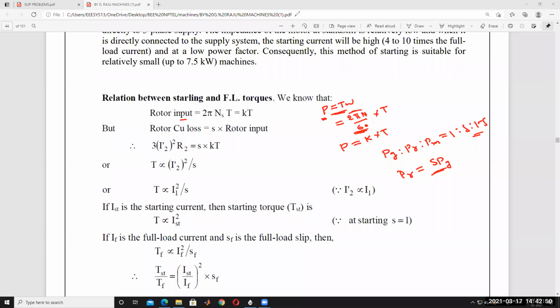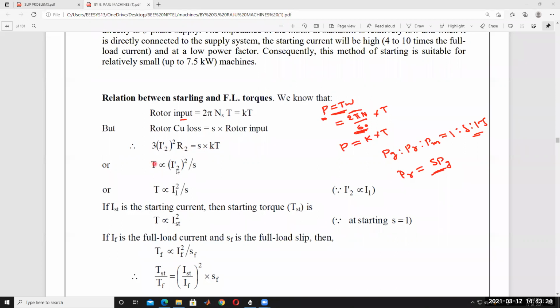Rotor copper loss is nothing but 3 I2 square into R2, multiplied by 3 for a three-phase machine. So 3 into I2 square into R2 equals S into the rotor input, which is K into T. Substituting, torque is proportional to I2 square divided by S, since 3, K and R2, the rotor resistance, are all constant.